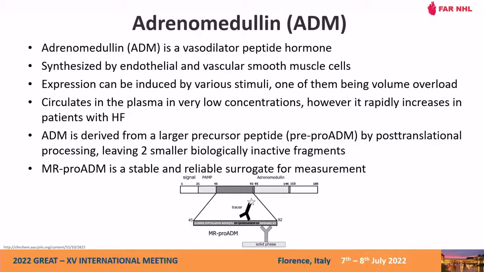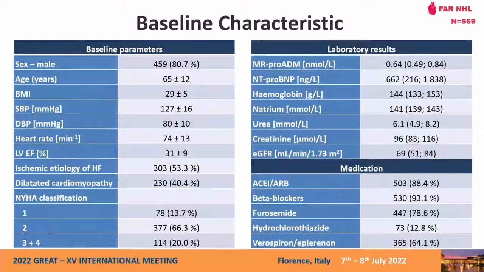It circulates in plasma in very low concentration in healthy adults. However, it rapidly increases in patients with heart failure. Adrenomedullin itself is unstable and not suitable for laboratory measurement. However, it is derived from a larger precursor peptide, leaving 2 smaller biologically inactive fragments. One of them is mid-regional proadrenomedullin, which is stable enough and is a reliable surrogate for the measurement which we use for our data.